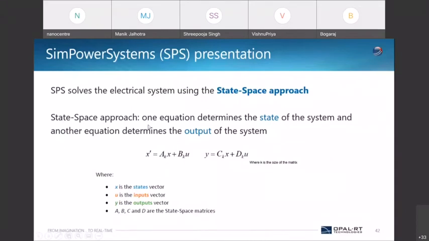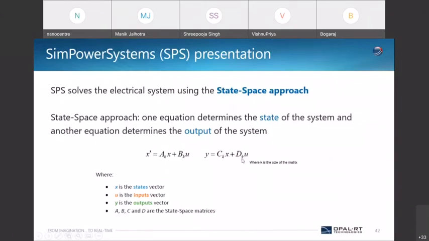In the state space approach, we all know that these are the two equations. x dot equal to Ax plus Bu is the equation which is going to determine the state of the system, whereas y equal to Cx plus Du is going to determine the output of the system.